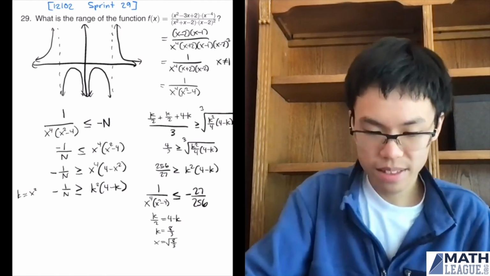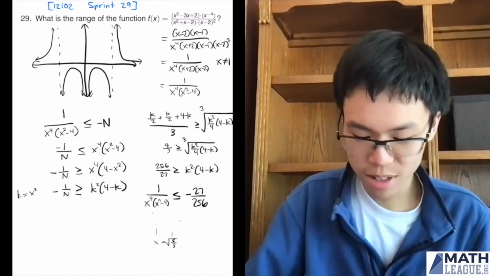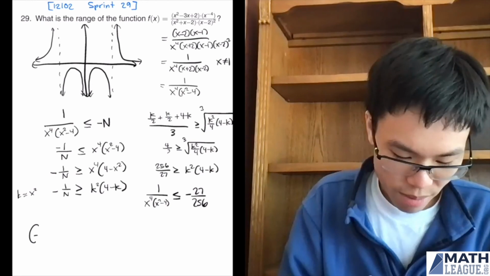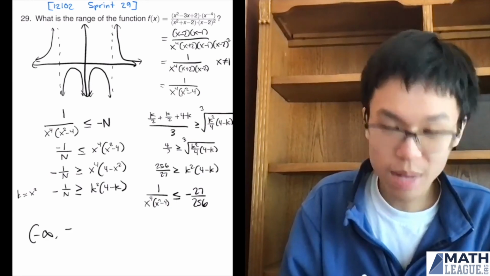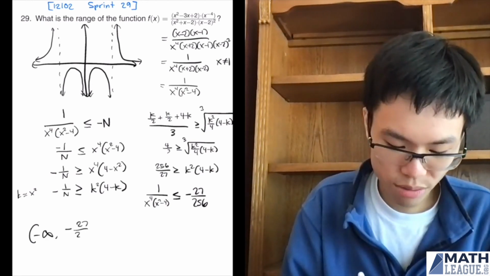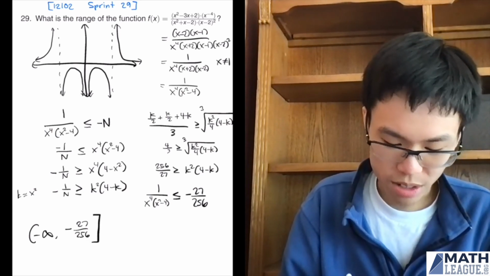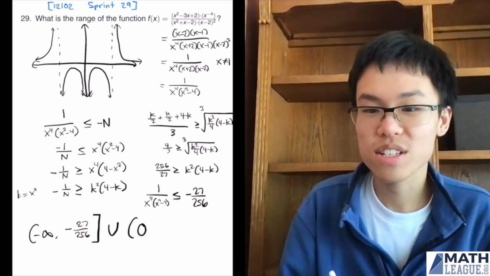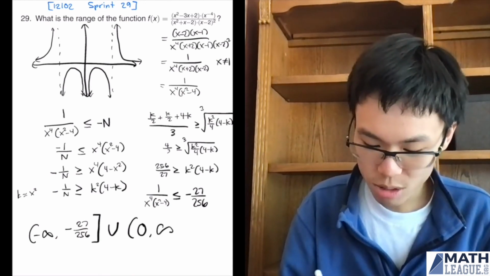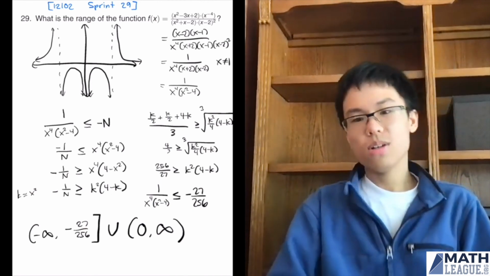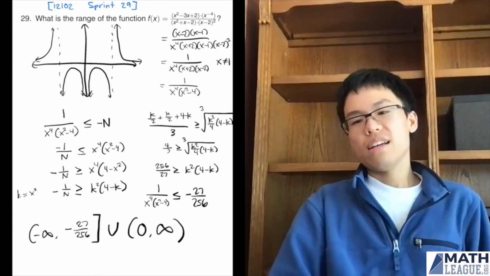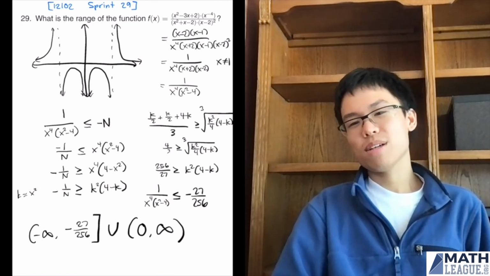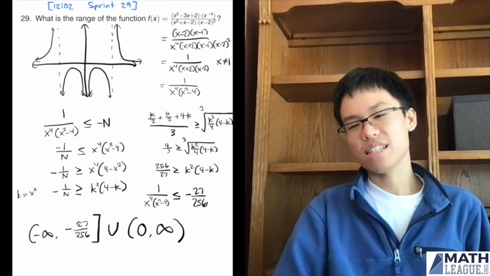All right. And with that, we can finally say what our range is going to be. In interval notation, of course, going from -infinity all the way up to -27 over 256 with a bracket, and then union with 0, not including 0 since there's no x-intercepts, all the way to positive infinity. Whew, and we're done. When we get rid of the graphing calculator, a standard problem can be so much harder than it seems.